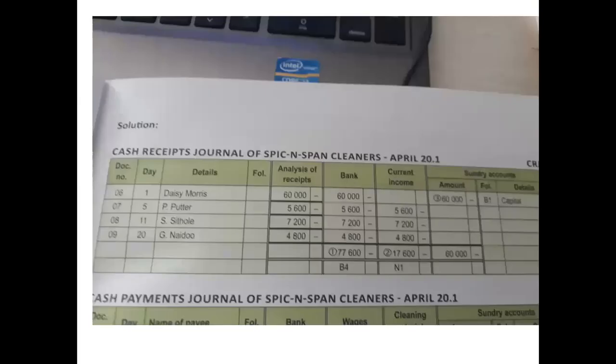And there's the entry on the 5th, receipt number 7, P. Potter with details, 5,600 Rand in analysis of receipts, in bank and in current income. So look there, the amount in analysis of receipts, in bank and in current income. Why current income? Because it is a services rendered transaction. So every time it is services rendered, the amount must be with current income.